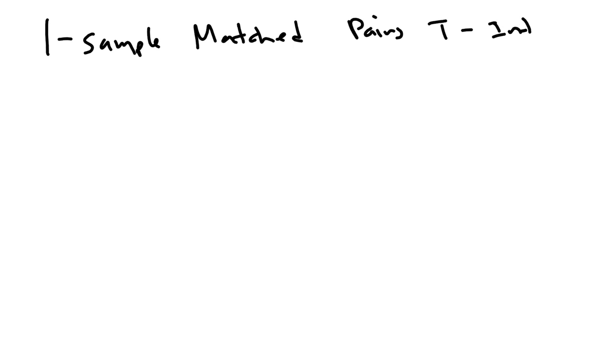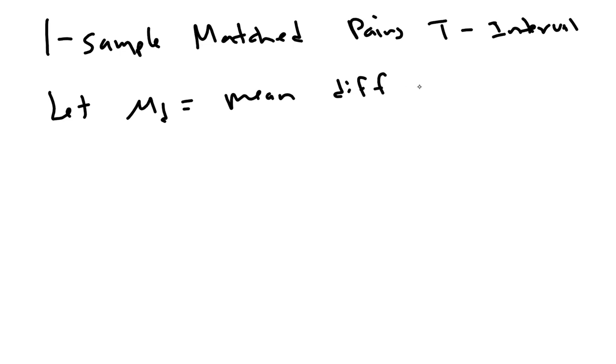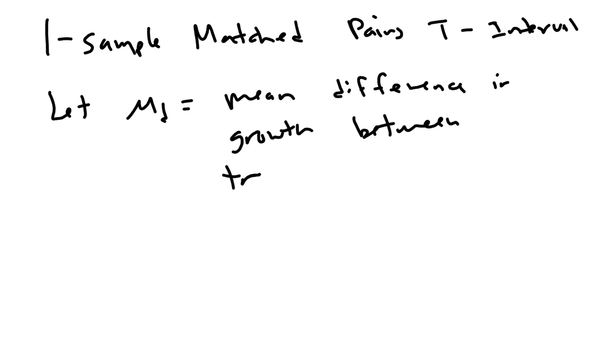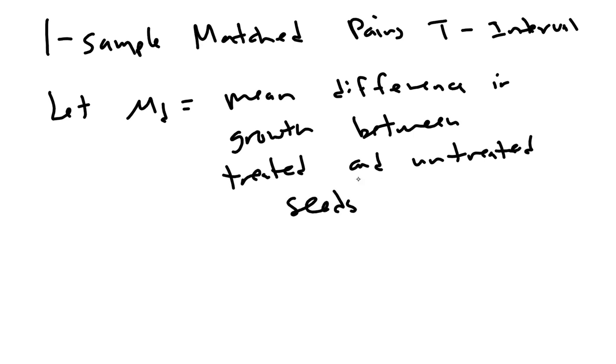So this is a one sample matched pairs T interval. And you should start off with a let statement. Let mu sub d equal the mean difference in growth between treated and untreated seeds. Now, in any matched pairs design, you need to decide what order you're going to subtract in.